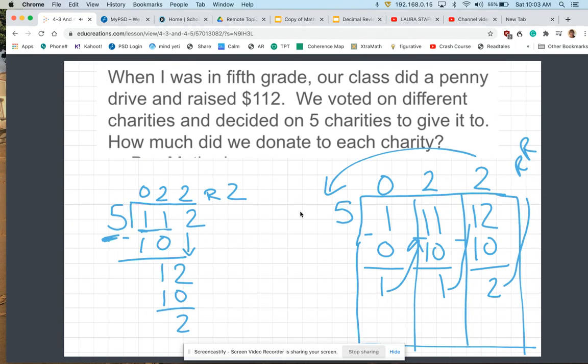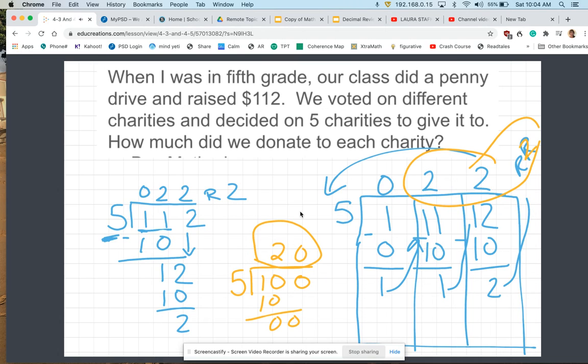All right, so if I wanted to estimate to find out if this was a reasonable answer, I'm going to think, how many times can 5 go into 100? 5 times 2 is 10, so 20 times. So if my estimate is 20 and my answer is 22 remainder 2, I would say that yes, my answer was reasonable.